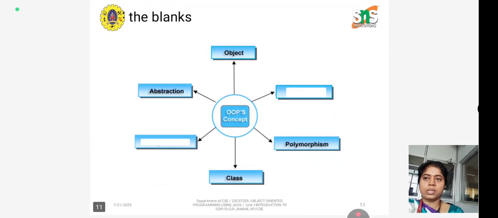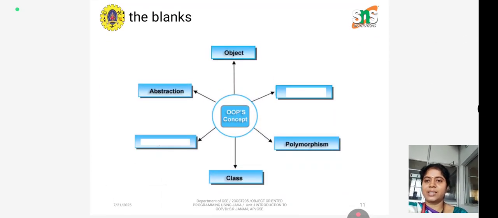So now we will start with a quiz. Let me tell what was missing. Can you recollect? First is class and object. Next, second is encapsulation and abstraction. Third is inheritance and polymorphism. So encapsulation and inheritance are the missing ones in the blanks.